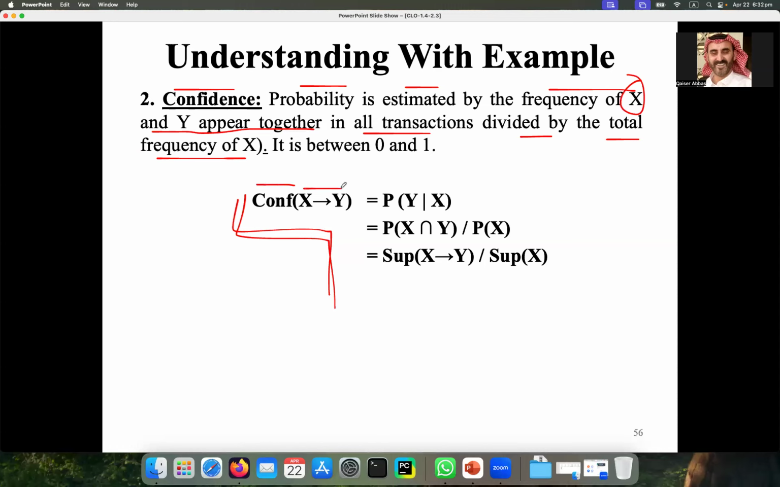Confidence of x implies y: how can you calculate it? This is equal to the probability of y given x. This symbol is called given. So you have to calculate the probability of y given x, and this is equal to the probability of x and y, divided by the probability of x. That is what is written here in these sentences. Only this equation is written here: frequency of x and y appearing together, divided by the total frequency of x.